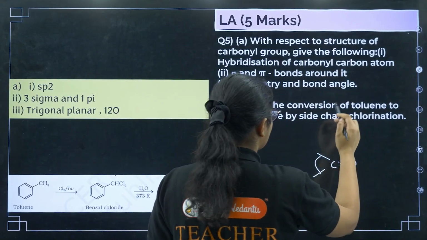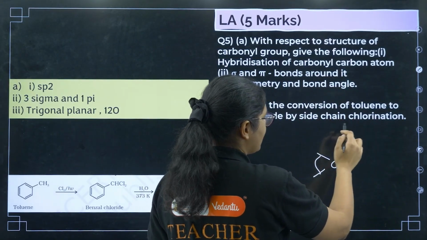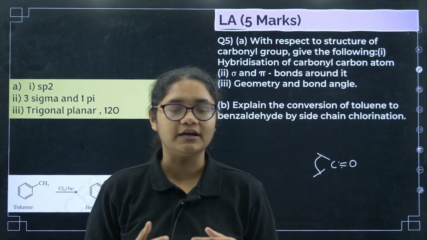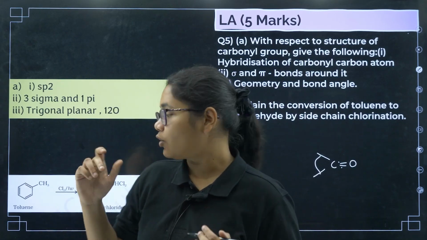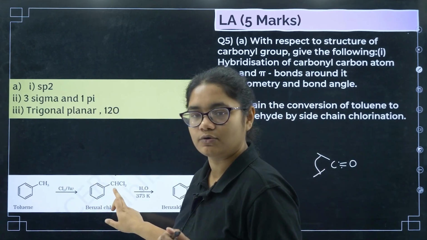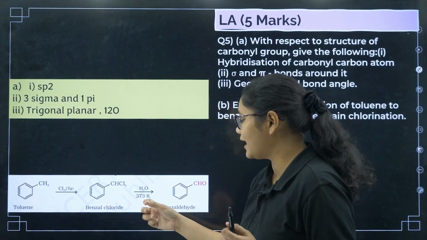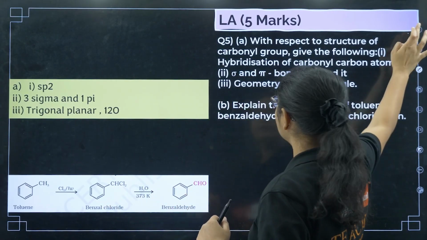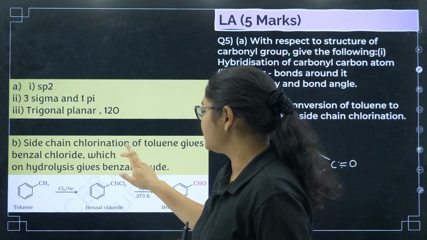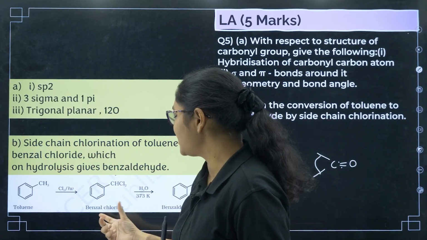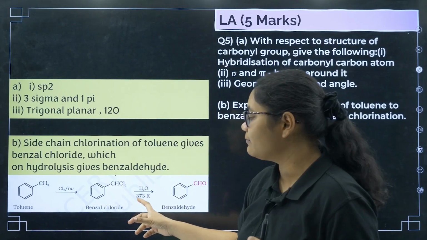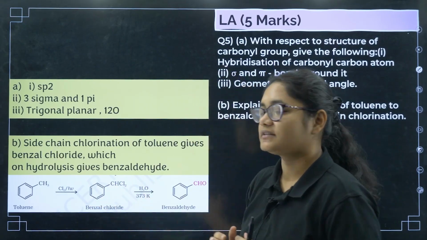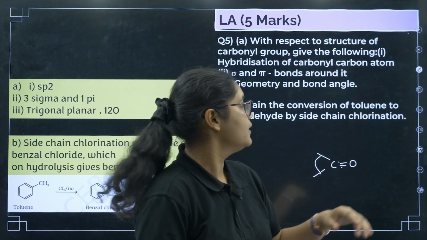Next, explain the conversion of toluene to benzaldehyde by side chain chlorination. Toluene you take, just treat it with chlorine and h nu. The toluene gets converted to CHCl2, then you treat it with water at 373 Kelvin. So you will get the benzaldehyde. Side chain chlorination of toluene gives you benzyl chloride. Please remember the name of this structure, benzyl chloride, which on hydrolysis gives you benzaldehyde.